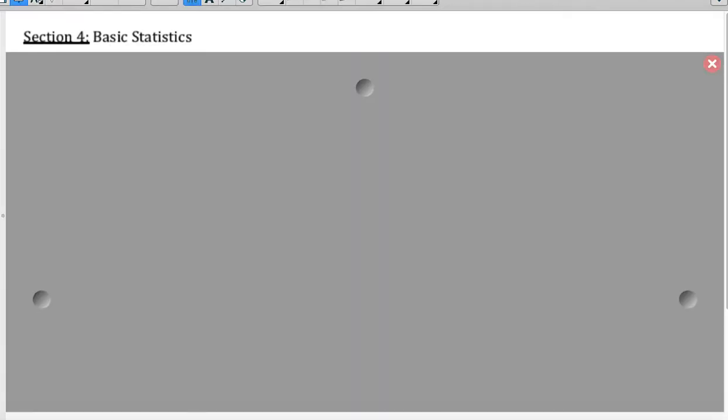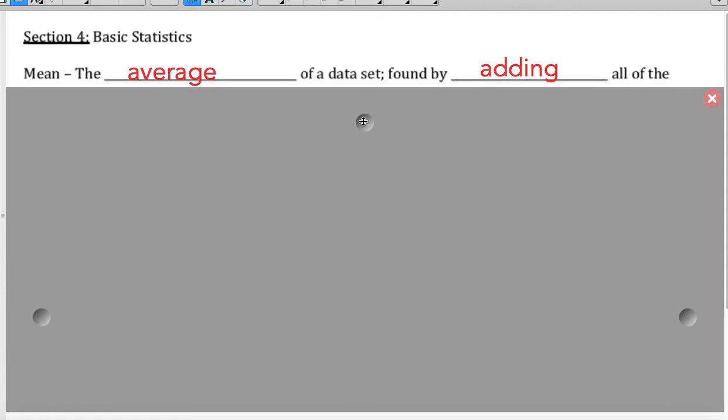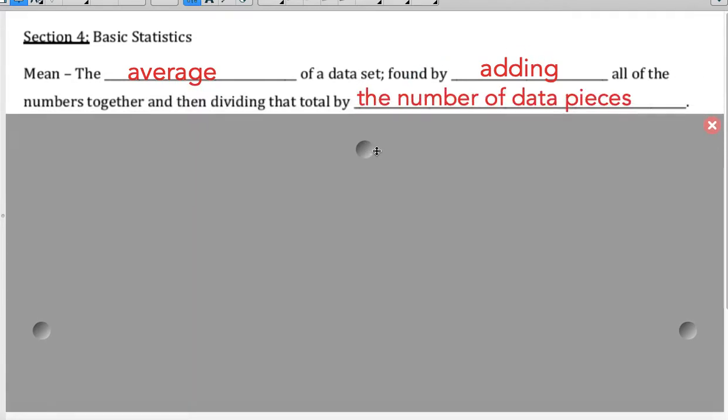All right, so let's go through some terminology to get started. First of all, the mean, as you know, is the average of the data set. We find the mean by adding all of the numbers together and then dividing by the total number of pieces that you added together.